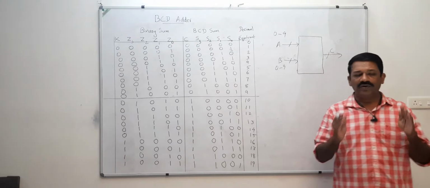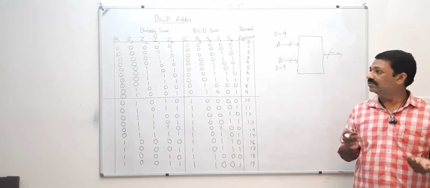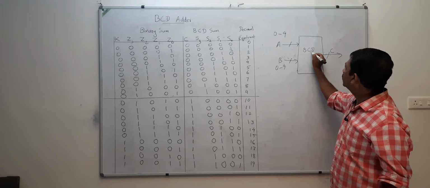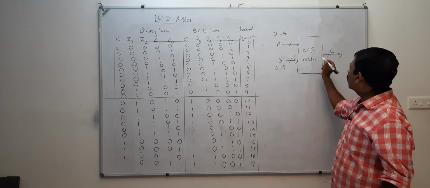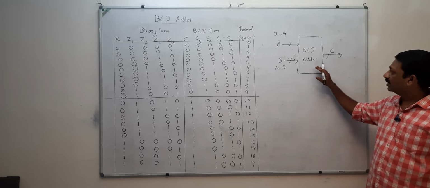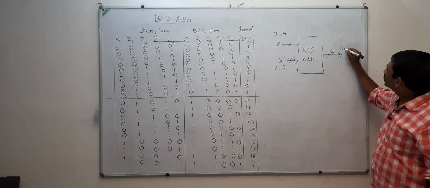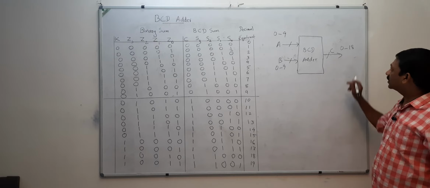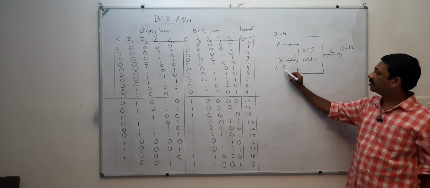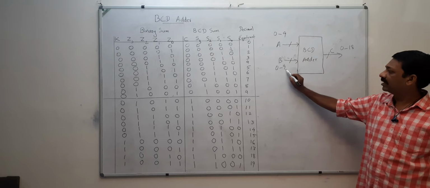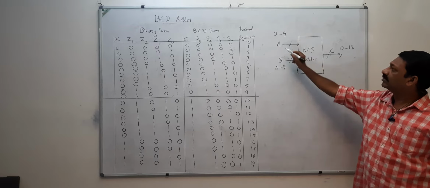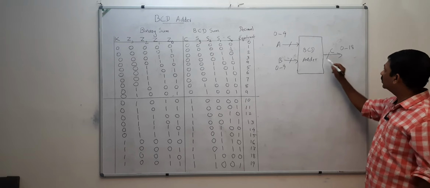That means you have two binary coded decimal numbers and you are going to provide these as input to a BCD adder. After doing the summing operation, the result will be from 0 to 18. Practically 0 to 18 and theoretically it is from 0 to 19. The maximum number here can be 9 and the maximum number here also is 9, and 9 plus 9 is only 18. The minimum is 0 plus 0, and then the result will be 0.